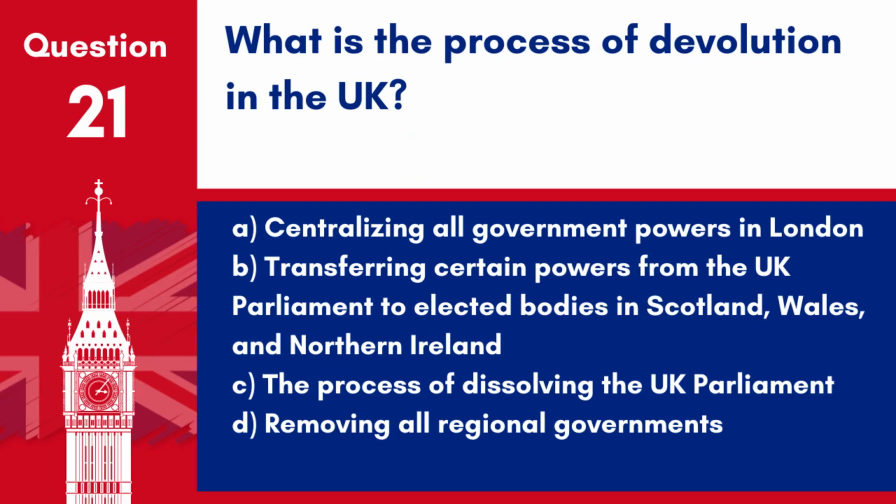Question 21. What is the process of devolution in the UK? A. Centralising all government powers in London. B. Transferring certain powers from the UK Parliament to elected bodies in Scotland, Wales and Northern Ireland. C. The process of dissolving the UK Parliament. D. Removing all regional governments.